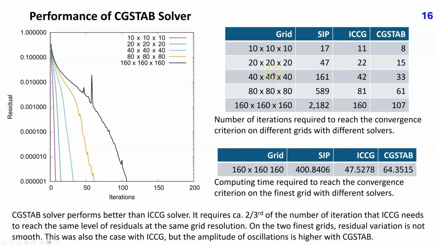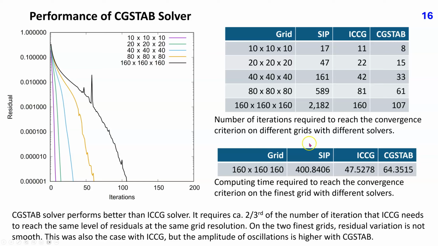The upper table shows the number of iterations required to reach the convergence criterion on each grid. We see that in the case of SIP solver, the number of iterations increases by a factor of approximately 4 with each grid refinement, while for ICCG solver, the number of iterations doubles. For CG stub, the increase is even more moderate, from 61 on 80 by 80 by 80 grid to 107 on 160 by 160 by 160 grid.